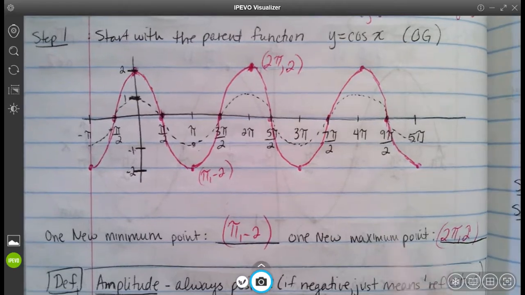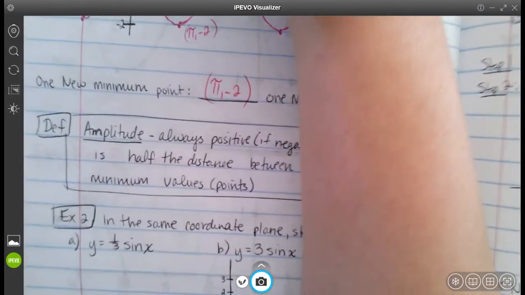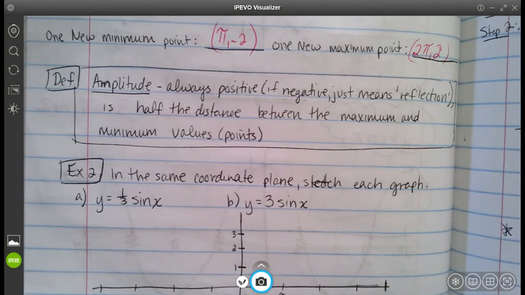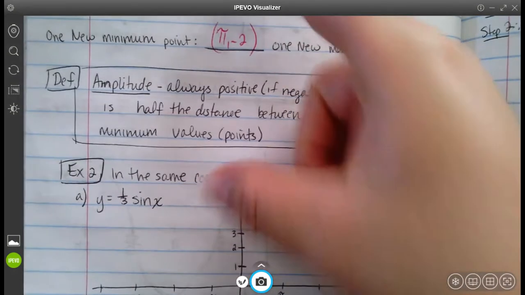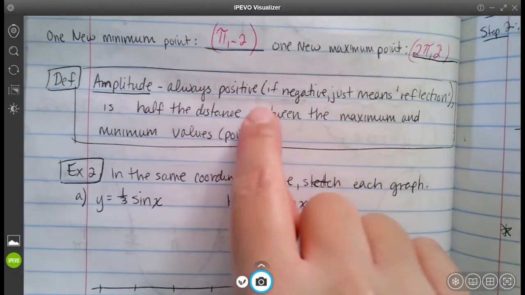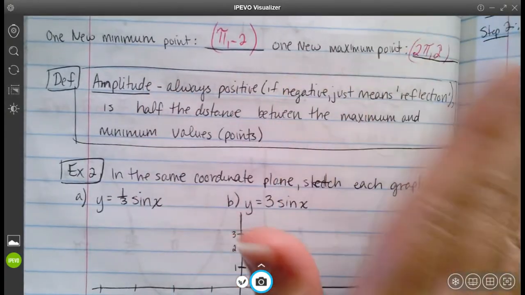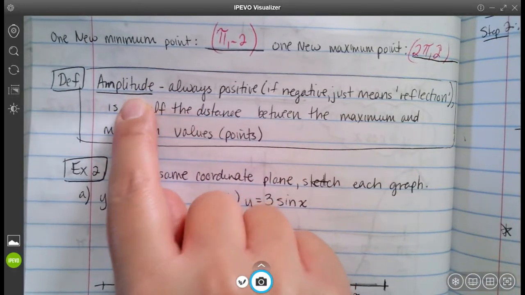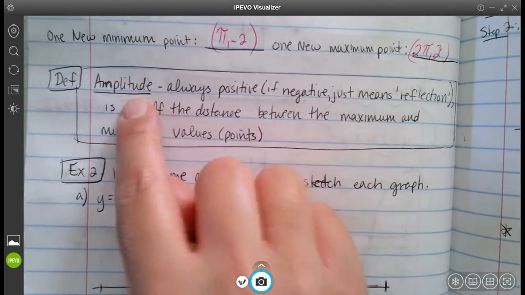Now we have a definition. We said it was a vertical stretch, but in trigonometry we actually call this the amplitude. We're assuming that it's the absolute value of that number, so this is always going to be positive. If we do have a negative, it just means the graph flips. So if you have a negative in the front, treat that as a separate transformation, a reflection. We're going to look at the number by itself, almost like using absolute value.